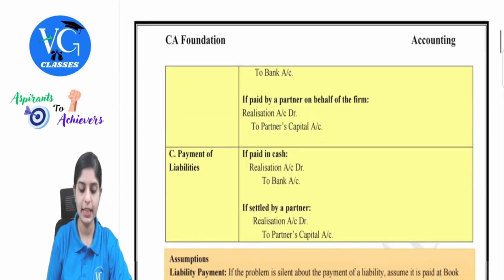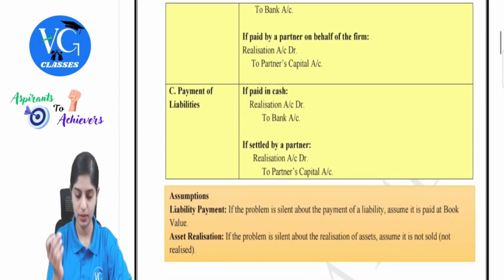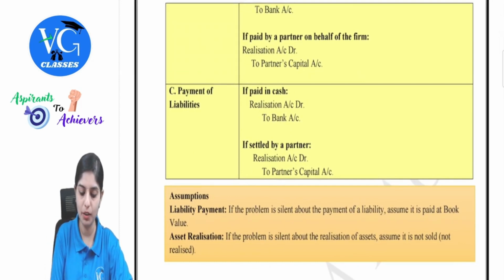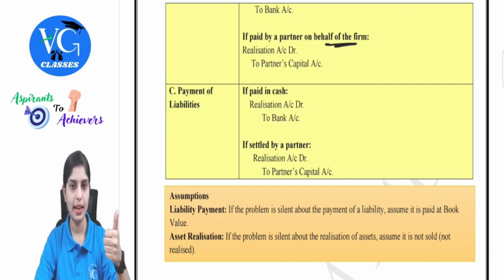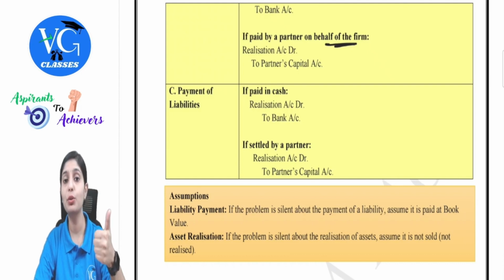Sometimes the partners take the initiative and say they will pay the expense. So if it is paid by a partner on behalf of the firm, understand the entry first. Normally, the expense should be debited. I cannot open the expense account, so I will route it through realization.